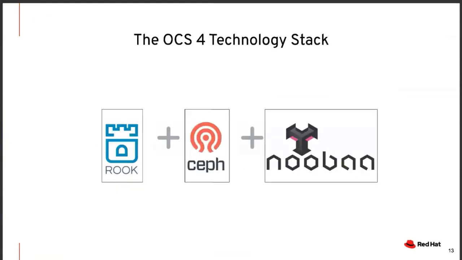So having a look at the technology stack. There are, of course, open source products being used in OCS. And those are Rook. We'll go into more detail on this later. It's Ceph, the storage system. And then there's a relatively new one that's named Noobaa. And Noobaa, that's where we have our multi-cloud object gateway. And that one consumes Noobaa technology and delivers functionalities on top of that.